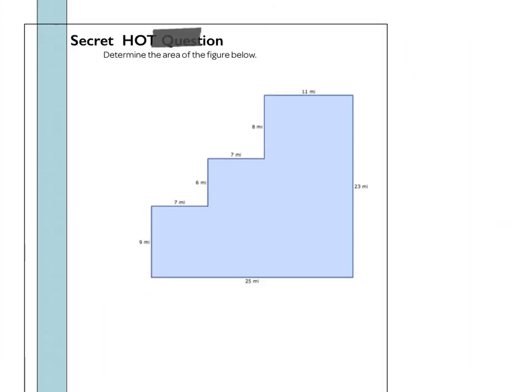Here's a secret hot question. It says determine the area of the figure below. So you're probably looking at this figure and you're like, what? This is insane. It's not. Think about what you see. Remember, you can cut this up into smaller pieces. You can see that this is 7 by 9. And you can see that this is 7 and this is 9. Think about how you can do that here. Think about what you can do to divide this up into smaller pieces.